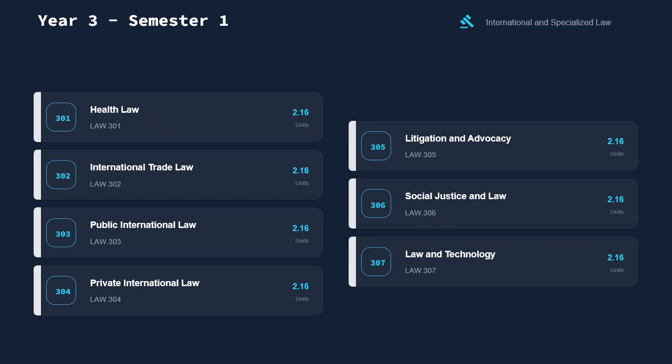Practical application: lawyers draft telemedicine consent forms and advise on multi-state licensure. They handle genetic privacy claims and navigate FDA regulation of AI diagnostic tools. Students analyze terms of service for health apps and evaluate liability for AI misdiagnosis.